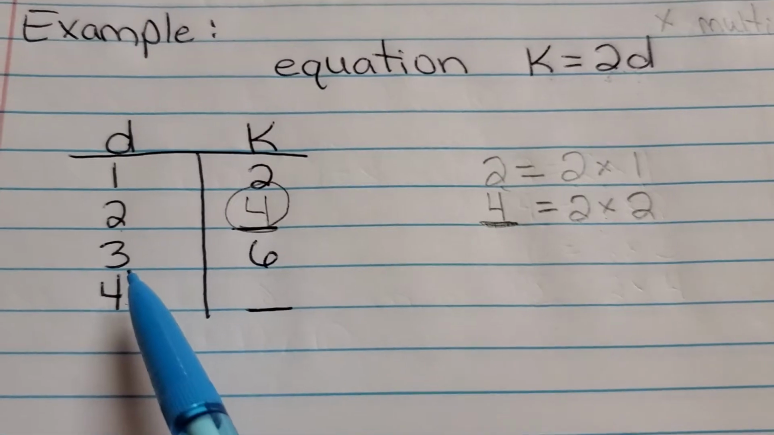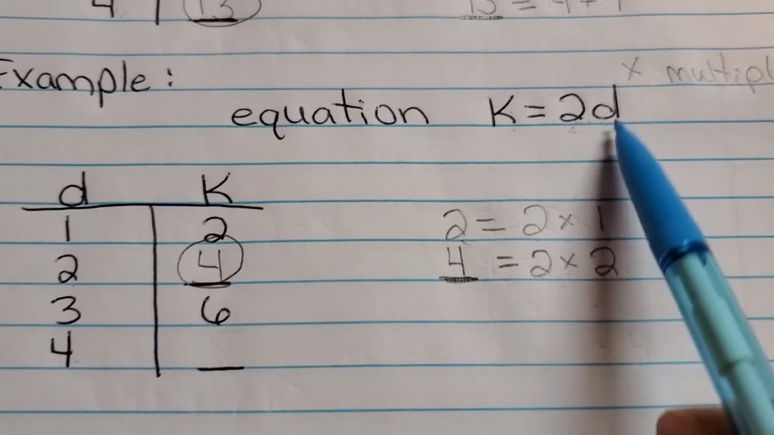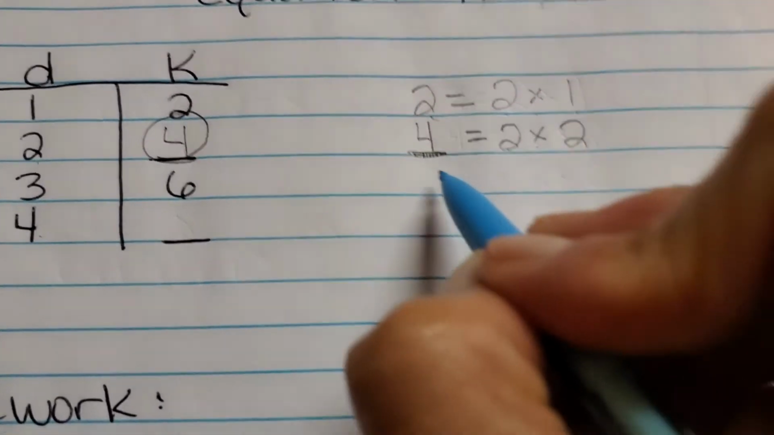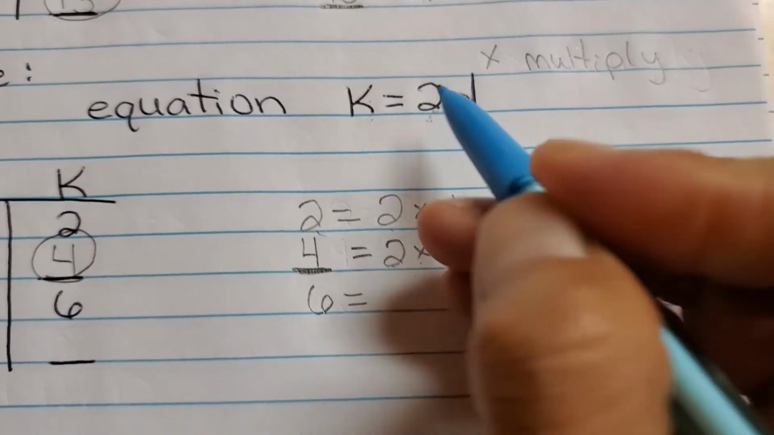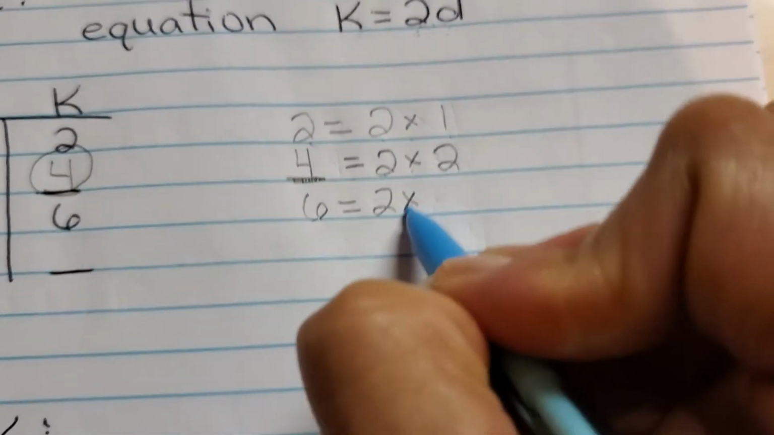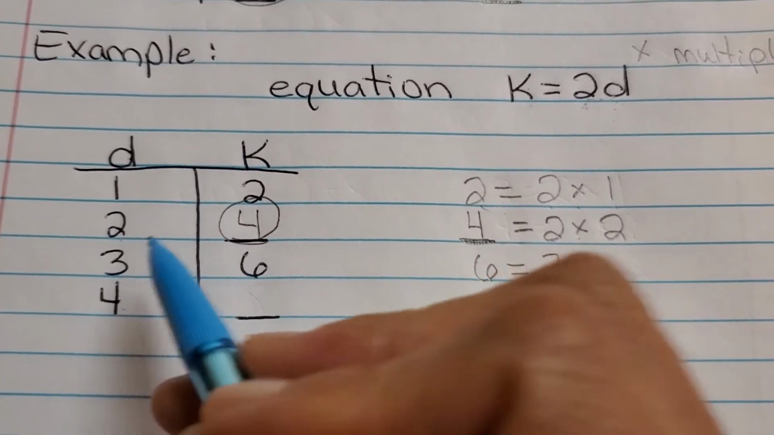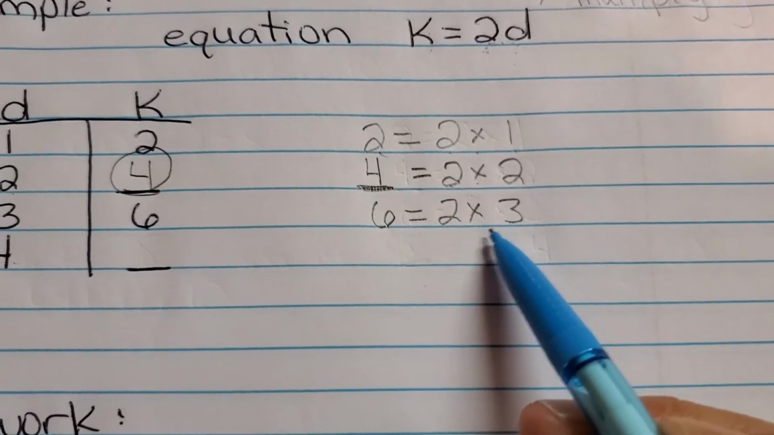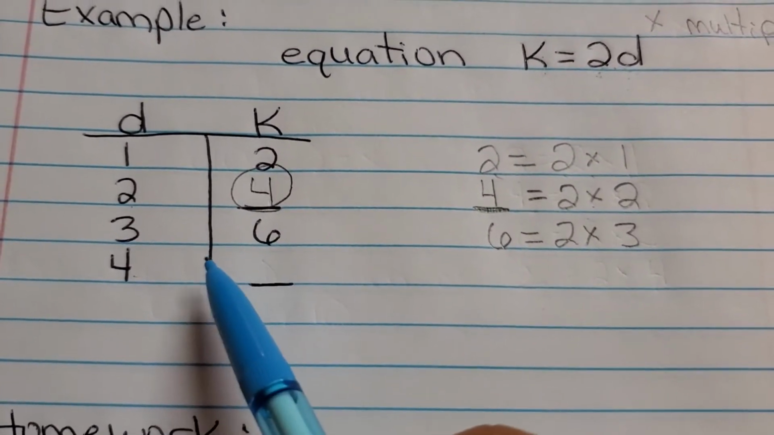Again, we have our D and K, so we can fill in our equation here. So K is 6. Equals, bring this one down, 2 times D. We know D is 3. So 2 times 3 is 6. That's how we get those two numbers.